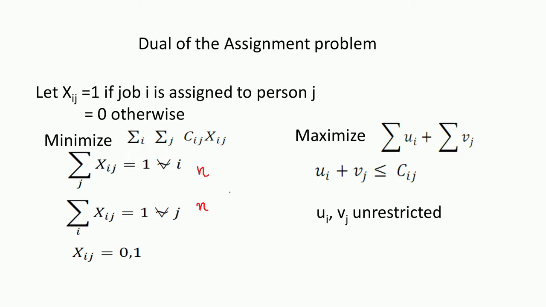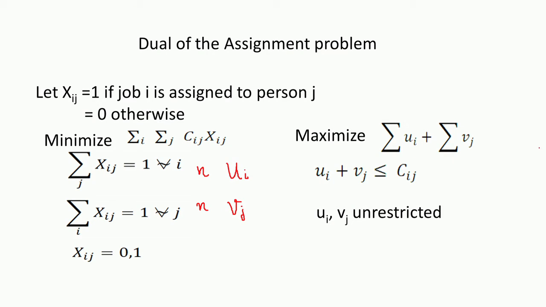Now, since there are 2n constraints in the primal, the dual will have 2n variables. So, we will introduce ui variables corresponding to this set of constraints and vj corresponding to this set of constraints, and therefore the dual will become maximize sigma ui plus sigma vj, because the right hand side in the primal is 1. So, 1 into ui plus 1 into vj, sigma ui plus sigma vj, ui plus vj less than or equal to Cij.